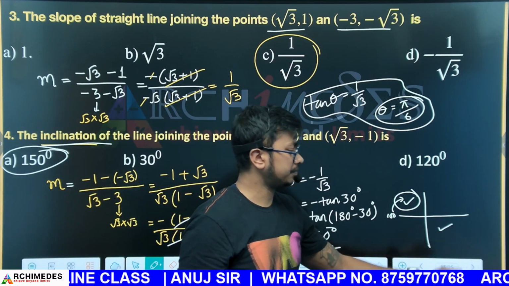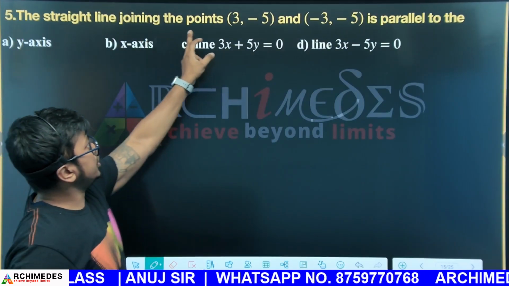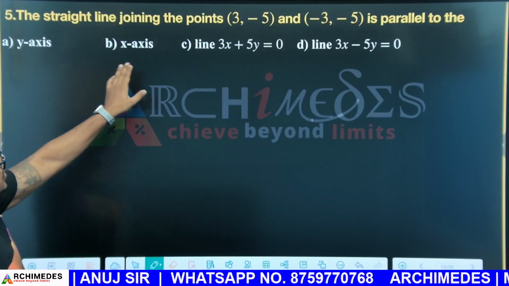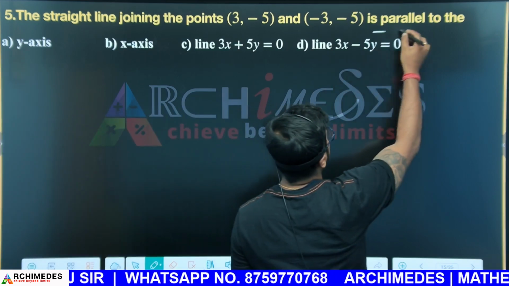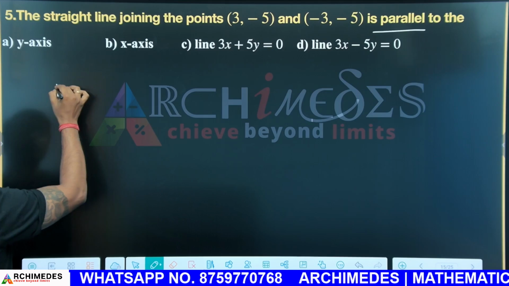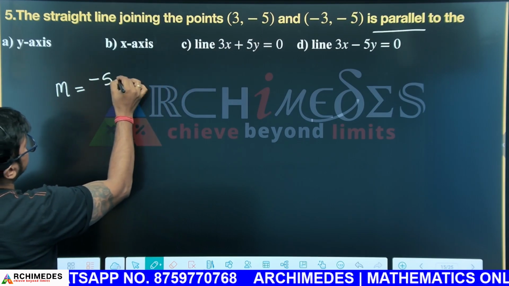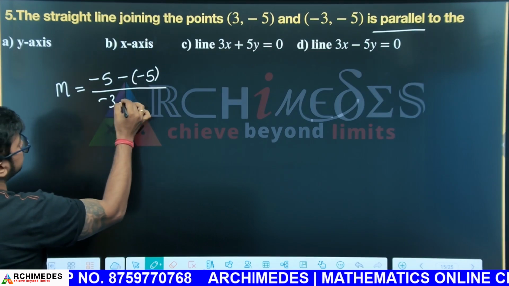Look, here, look again. The straight line joining the point this and this is parallel to, so whether this or this. Let's see. Whenever I have told you that the word is parallel or perpendicular, always find out the slope. So two points are given. How to find the slope? So m is equal to minus 5 minus minus 5, and minus 3 minus 3.